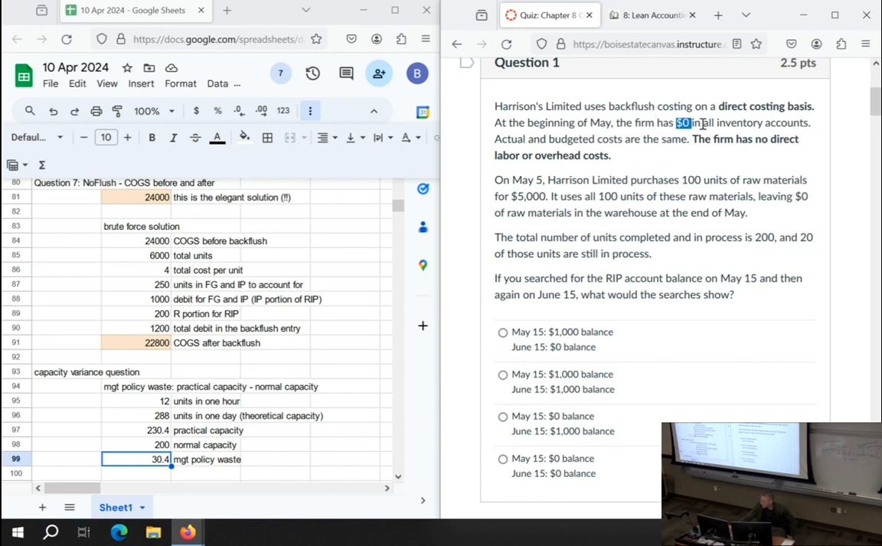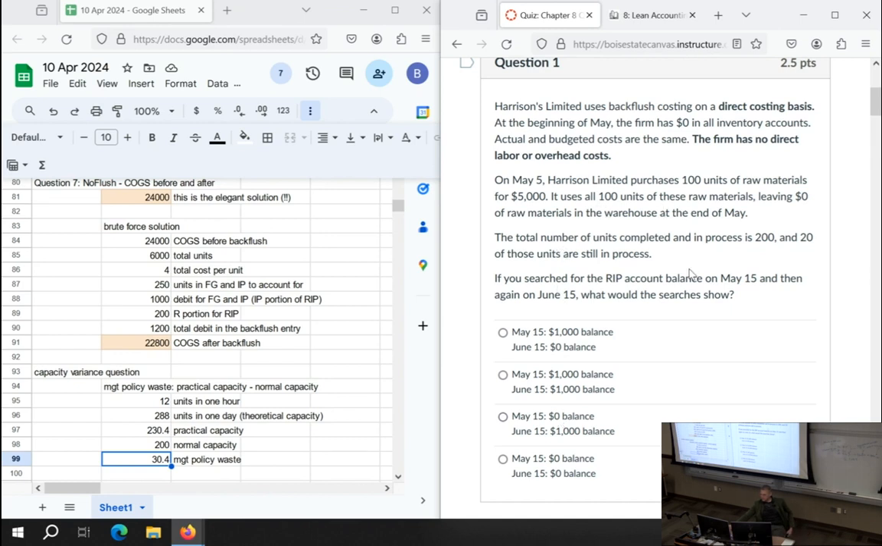All right, so we have $0 at the beginning of May in all inventory accounts. So we're looking for what if you searched in the accounting information system for the RIP account balance on May 15th. Has there been a backflush entry since the beginning of May? No. That'll happen at the end of the period, after the end of May. So you can eliminate this one and this one. You know that the May 15th balance has to be $0.